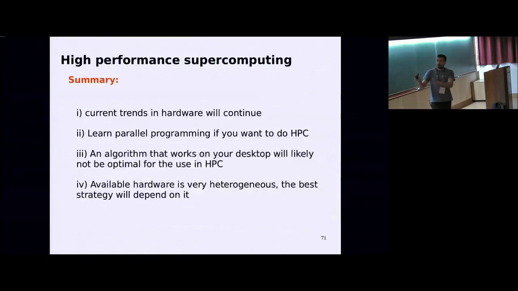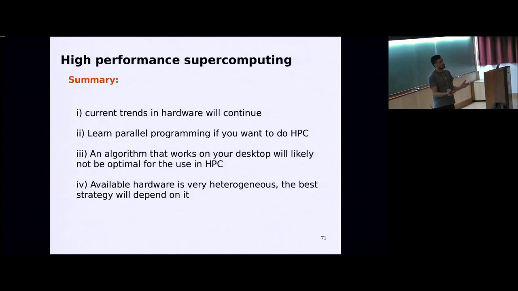Okay, so in summary, the current trends in computer architecture are likely to just continue. So if you want to be able to use HPC in your own research, not only in computational cosmology, learn parallel programming and the concepts behind it.